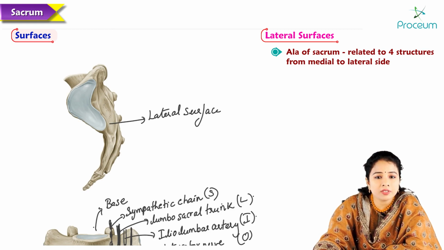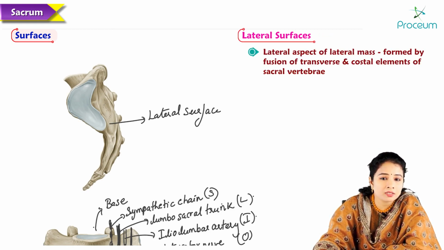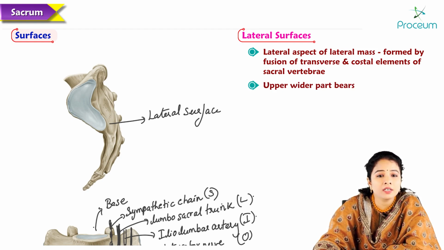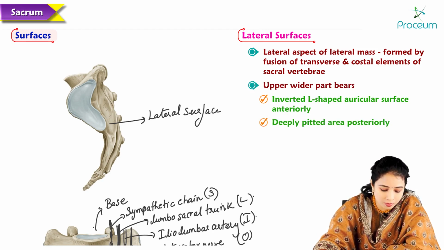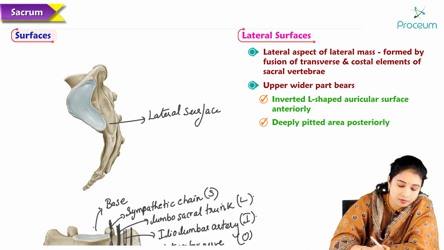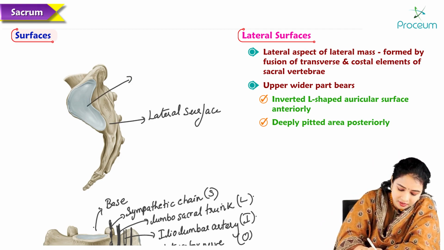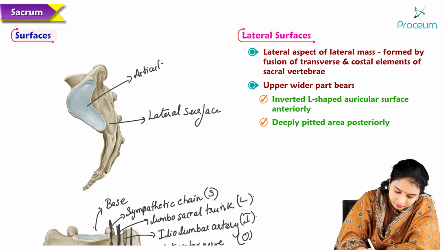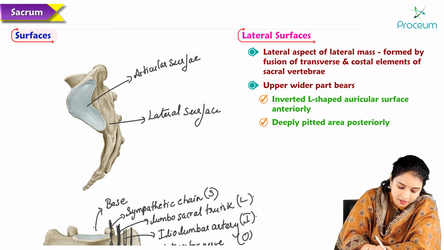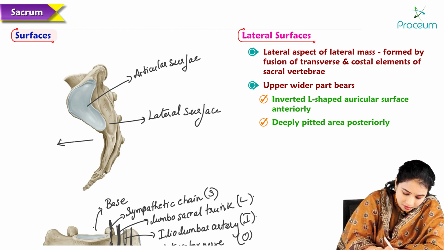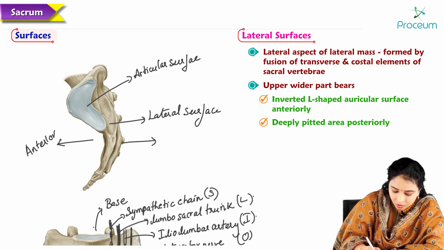Each lateral surface is the lateral aspect of the lateral mass formed by the fusion of transverse and costal elements of the sacral vertebrae. The upper wider part bears an inverted L-shaped articular surface anteriorly and a deeply pitted area posteriorly. So this is the pelvic surface, or anterior aspect of the sacrum, and this is the dorsal or posterior aspect of the sacrum.